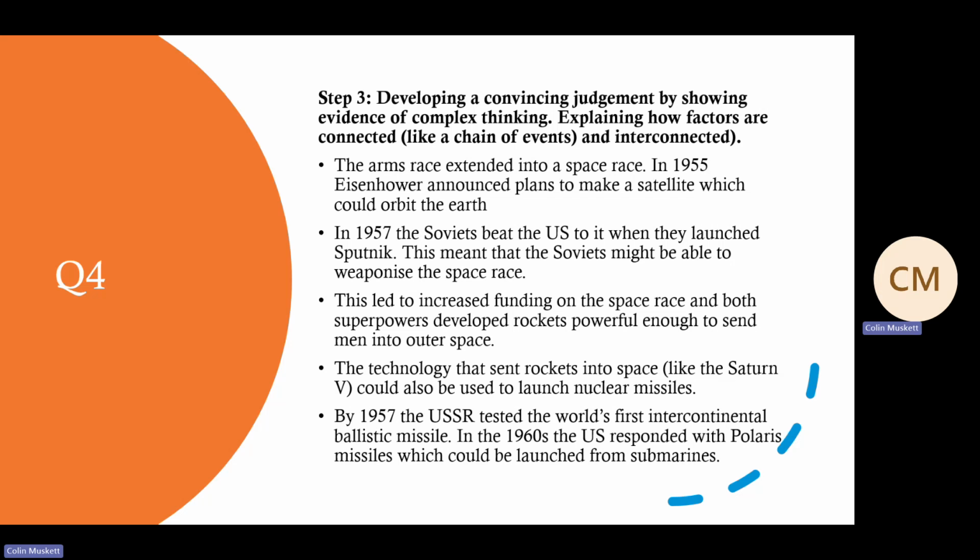What is an intercontinental ballistic missile? It's a rocket. So not only does the arms race lead to the space race, but the technology in the space race makes the arms race more dangerous. The Saturn V rocket sending astronauts to the moon can be turned into a missile that can be launched from one continent to another. Hence, that's what an intercontinental ballistic missile is. So the space race makes the arms race more dangerous. That's the type of thing I want you juggling around in your conclusion when you're thinking about how these factors are connected.